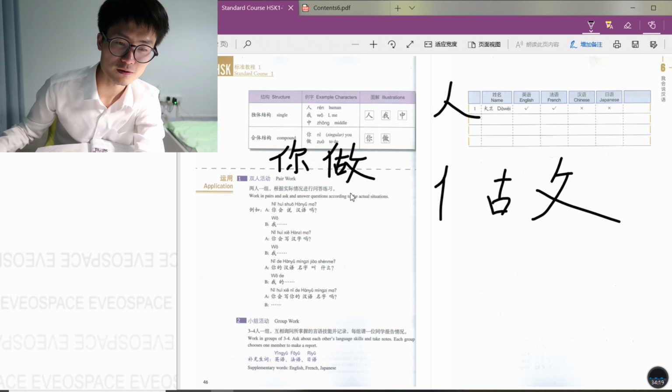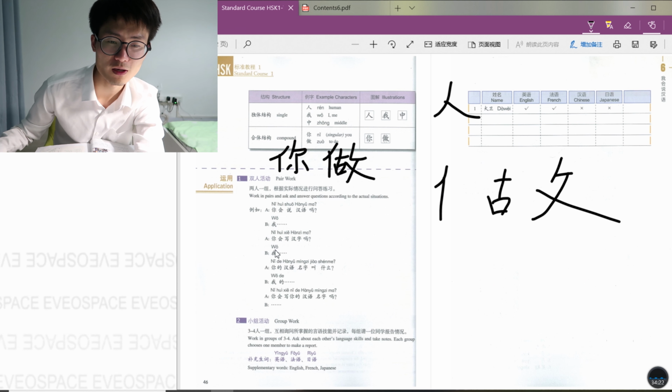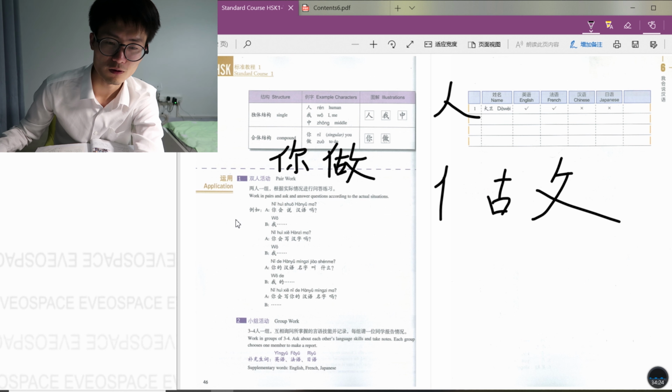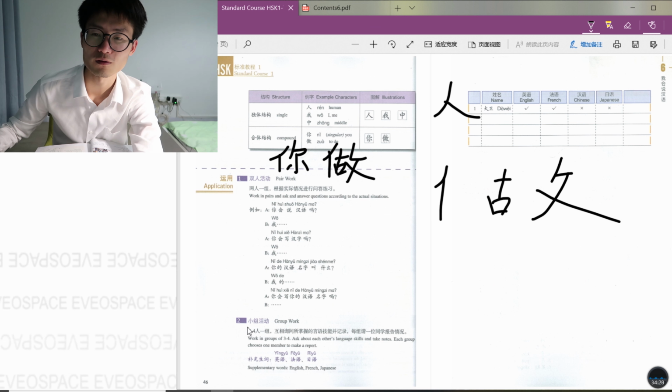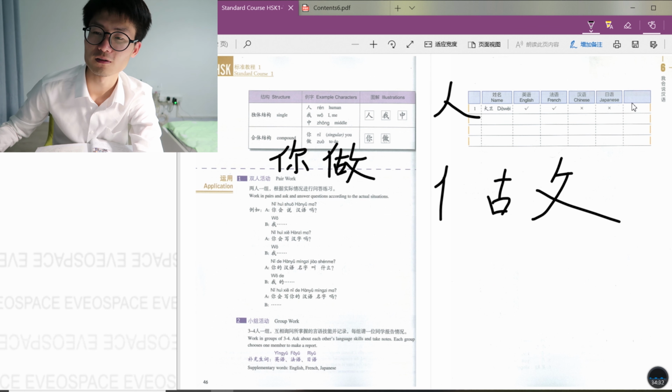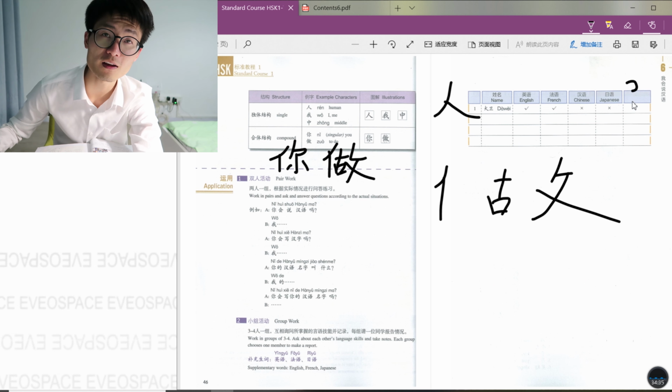Okay, then you can do the pair work here. Okay, all those languages. Okay, which language do you speak? You can add it here. Okay.